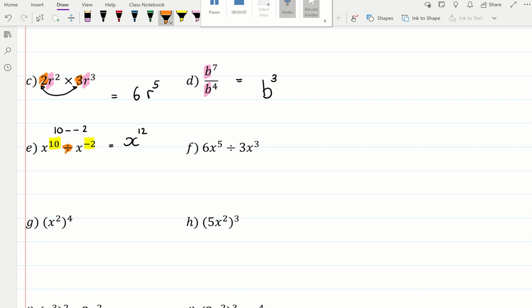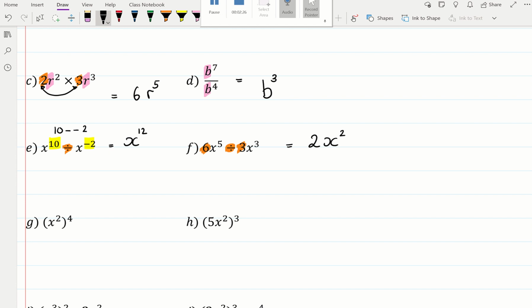And the same for f. I am going to be dividing the numbers because that's what the sign says. 6 divided by 3 is 2. x to the power of 5 divided by x cubed, I'm subtracting the powers, so this is x squared.